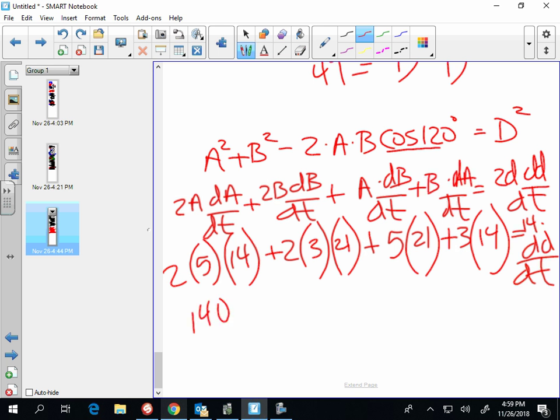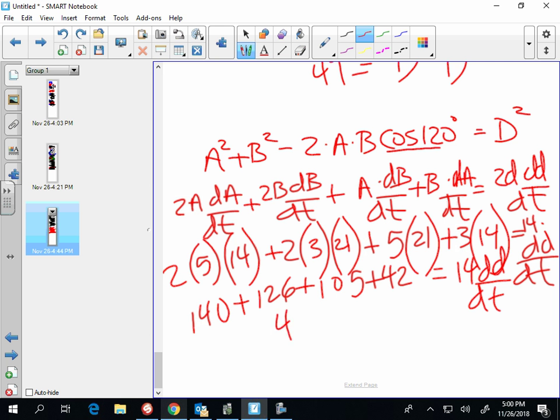140, 6 times 21 is 126, 105, and 42 equals 14 dd/dt. So this is 100, 200, 300, 340, 366, 371, 373, 413. 413 over 14 equals dd/dt in knots. These are knots, nautical miles per hour.